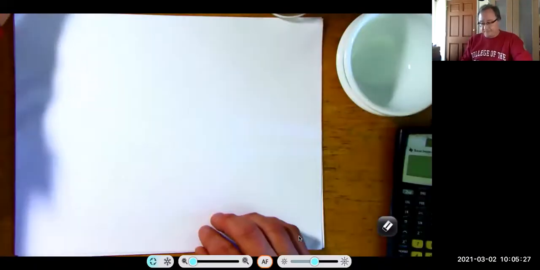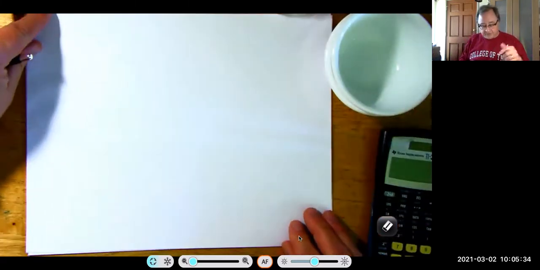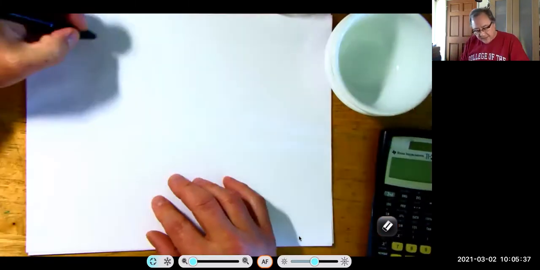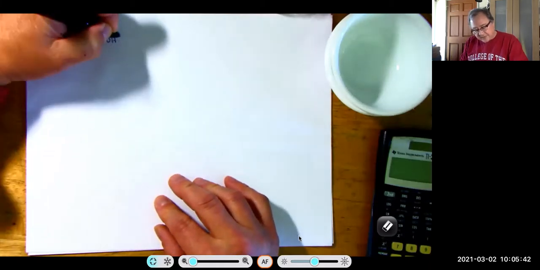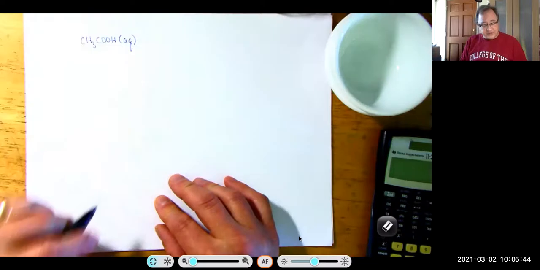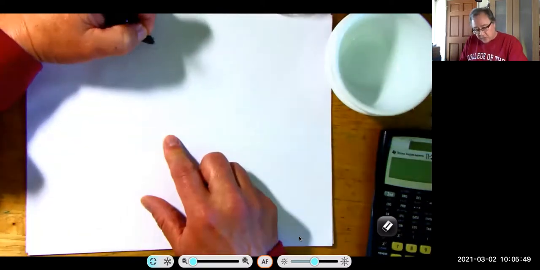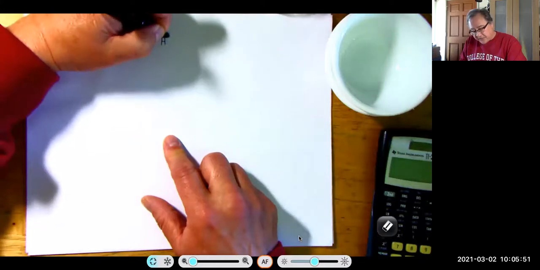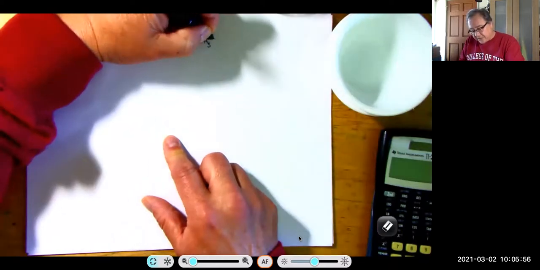So I'm going to change my share here so that you can see what I'm about to write. Okay, so vinegar has acetic acid in it. The acetic acid is dissolved and it is a weak acid. So this is acetic acid. When it reacts with water, it makes H plus ions that are aqueous and acetate ions that are aqueous.